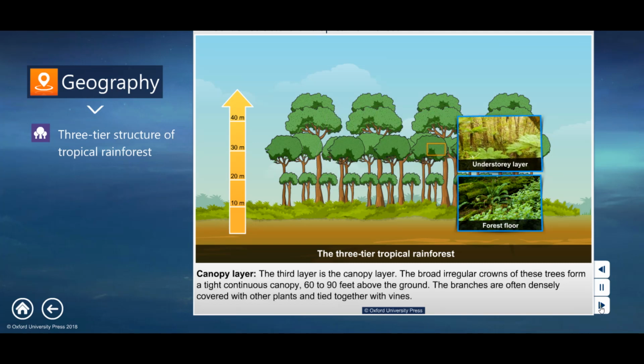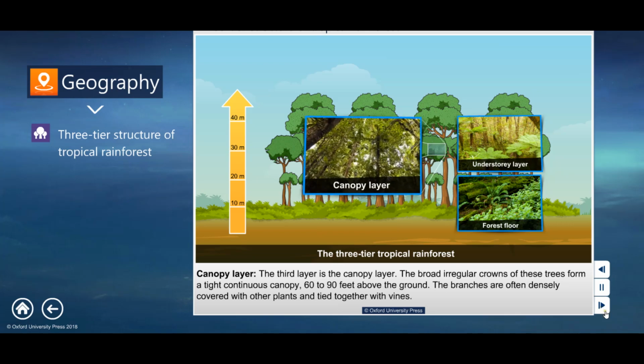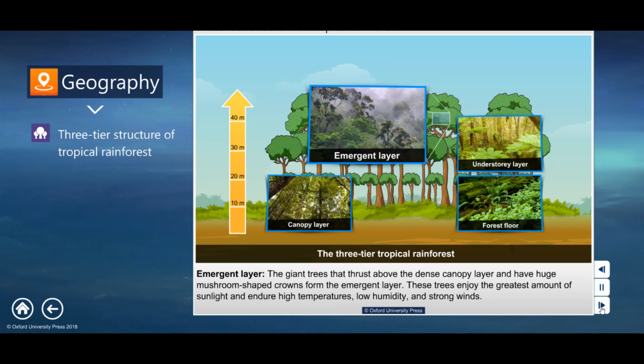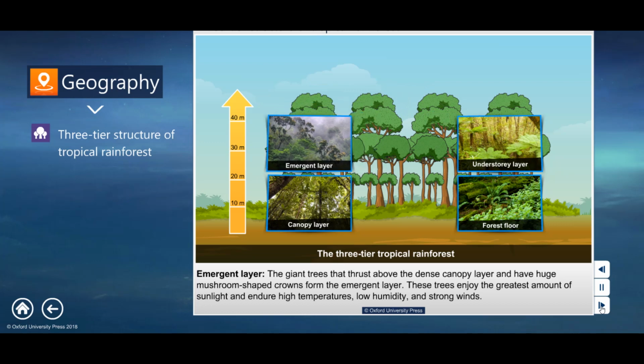Canopy layer. The third layer is the canopy layer. The broad, irregular crowns of these trees form a tight, continuous canopy, 60 to 90 feet above the ground. The branches are often densely covered with other plants and tied together with vines. Emergent layer. The giant trees that thrust above the dense canopy layer and have huge mushroom-shaped crowns form the emergent layer. These trees enjoy the greatest amount of sunlight and endure high temperatures, low humidity, and strong winds.